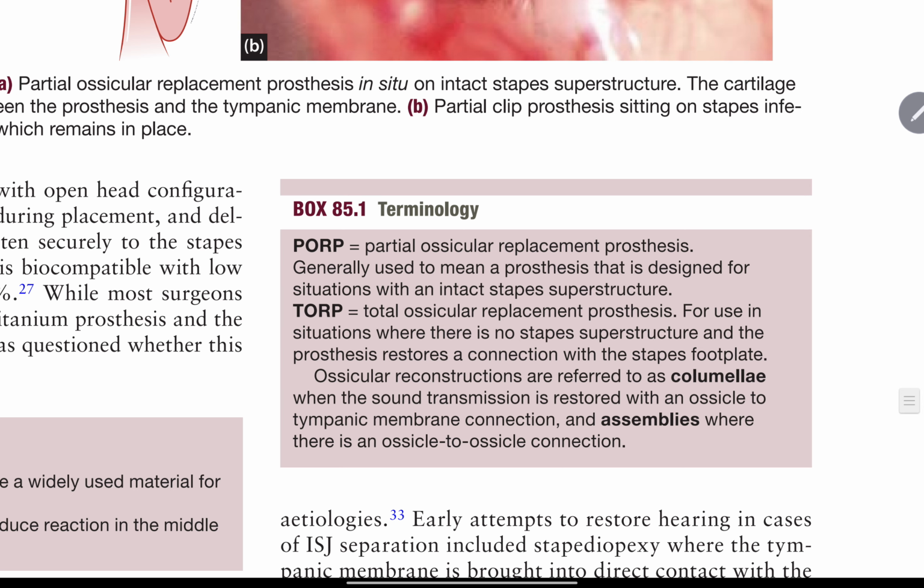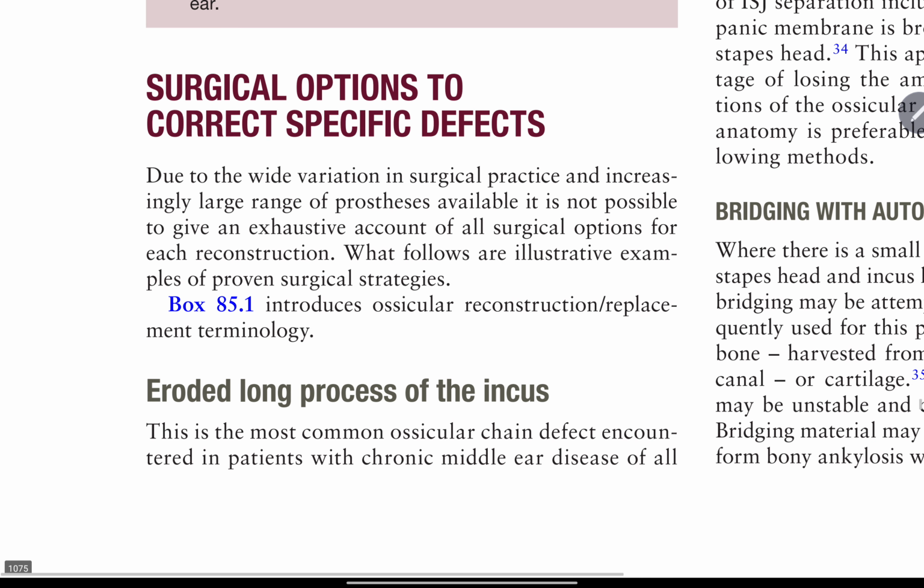Terminology. PORP, partial ossicular replacement prosthesis, is generally used to mean a prosthesis that is designed for situations with an intact stapes superstructure. TORP, total ossicular replacement prosthesis, is for use in situations where there is no stapes superstructure and the prosthesis restores a connection with the stapes footplate. Ossicular reconstructions are referred to as columella when the sound transmission is restored with an ossicle to tympanic membrane connection, and assemblies where there is an ossicle to ossicle connection. Introduces ossicular reconstruction or replacement terminology.